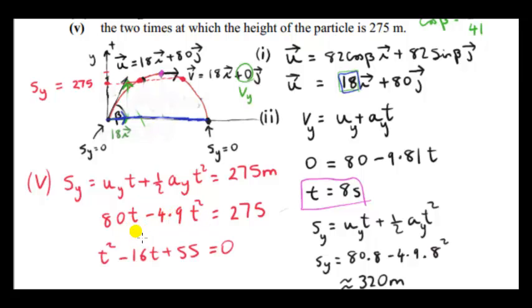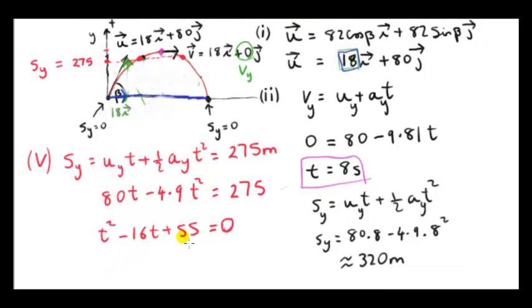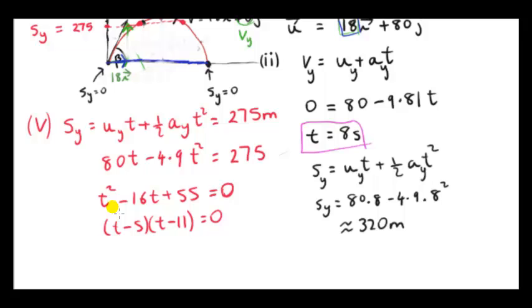So I get into standard form, 0 on the right hand side. I've divided everything by minus 4.9, so I get roughly this equation here. And we just solve this in the usual way. This equation actually factorizes, but you can use the minus b formula. Set each factor equal to 0, so we get the 2 times at which the height is 275 meters.